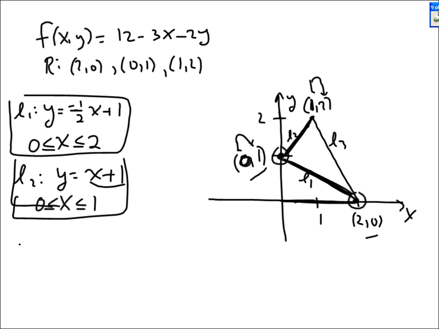Okay, line 3, from (1, 2) to (2, 0). That is going to be negative 2x plus 4. And x goes between 1 and 2. The x value up here is 1, down here is 2. So x is going between 1 and 2.